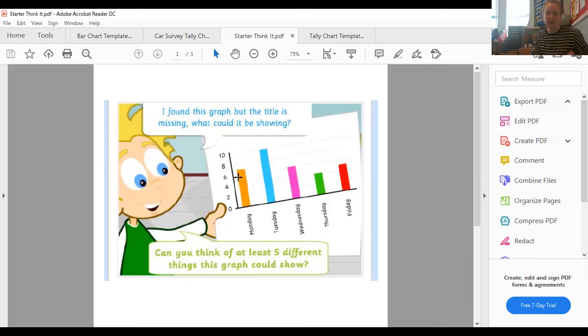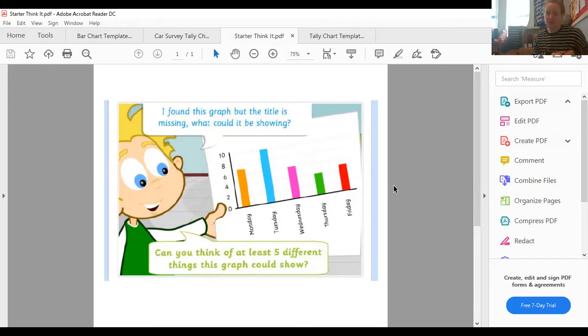So on Monday, he had 7 snacks. On Tuesday, he had 10. Wednesday, he's at 5 snacks. Thursday, he had 4. And Friday, it looks like he might have had 4 as well. It's quite hard to go across, or 5. So that was my idea.